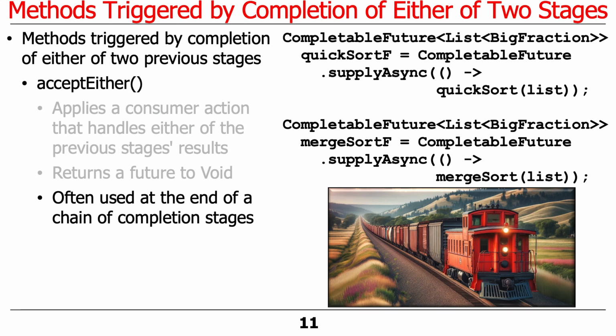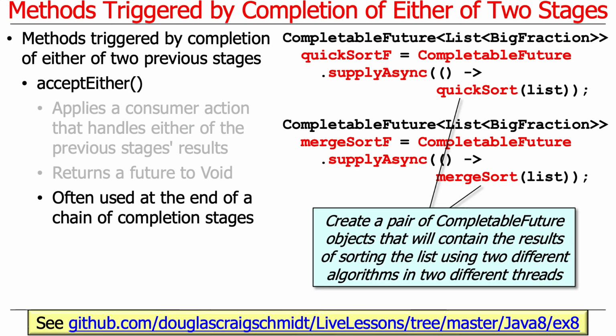So once again, we show our caboose here. And let's take a look at an example. This is a really fun example, and I've actually got some neat code that shows how to use that in the EX8 project in the Java 8 folder in my live lessons GitHub repository. So what we're going to do here is we're going to take a list, and we're going to quicksort it and merge sort it in parallel.